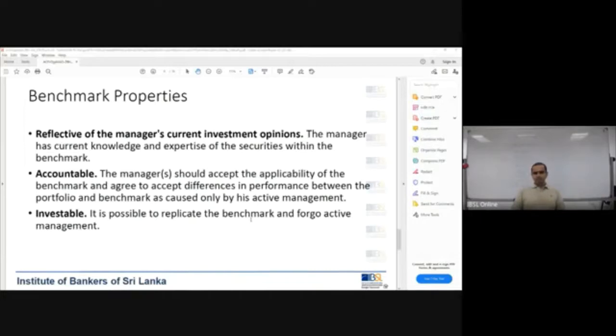Accountable, the manager should accept the applicability of the benchmark and agree to accept differences in performance between the portfolio and benchmark as caused only by his active management. Right? So obviously, the active management is equal to portfolio minus the benchmark. So he should accept that the difference between portfolio and benchmark is caused by his active management. And if he wishes to be different from the benchmark, he should accept responsibility for that. Otherwise, he can purely follow the benchmark. Investable, it is possible to replicate the benchmark and forego active management.